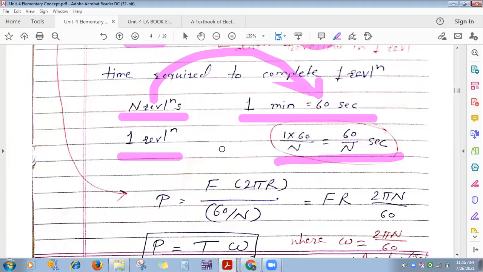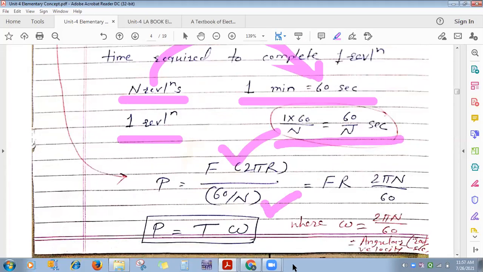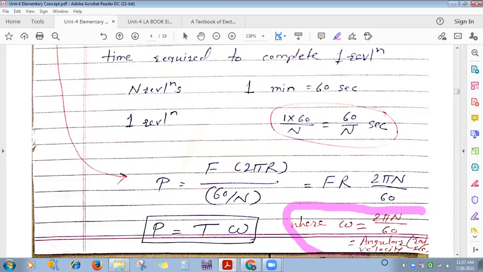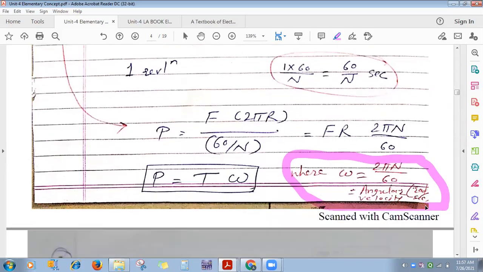So we got the work done in one revolution and the time required for one revolution. Work done in one revolution is F into 2 pi R, and the time required for one revolution is 60 by N, and that will be the power. If you simplify it, you will get F into R into 2 pi N by 60, and 2 pi N by 60 is called angular velocity. It is in radians per second. Force into radius is torque, and this one is omega. So another formula you can use for power is T into omega, torque into omega.